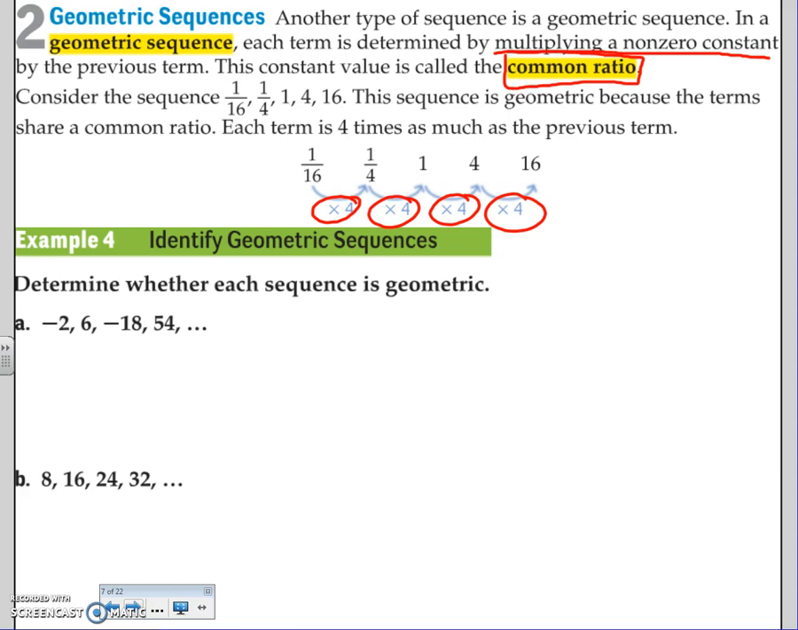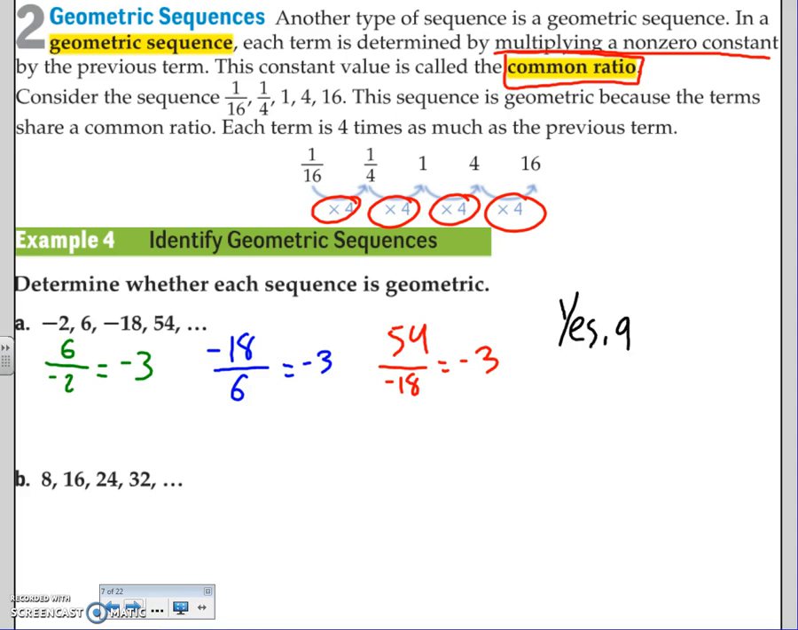Alright, identify these, whether they're geometric or not. So all you're going to do is, like before, instead of doing the second term minus the first term, I'm going to do the second term divided by the first term. So here I'm going to do 6 divided by -2. That gives me -3. So it looks like my multiplier is -3, but I'll check the rest. So third term divided by second term, -18 divided by 6. That's -3. That's good. Let's try one more. 54 divided by -18. I get -3. So yes, this is geometric, and the common ratio is r equals -3.